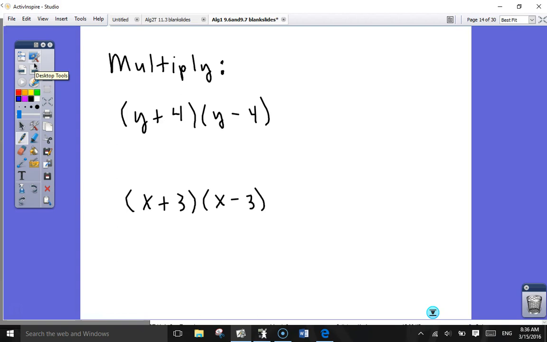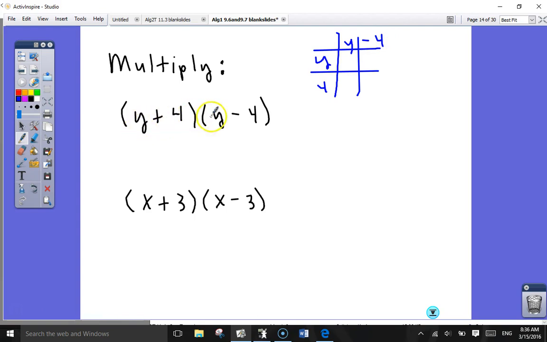Okay, so multiply. How do we multiply 2 binomials? Foil. You could foil, you could use the grid. In either case, I'm going to foil it, right? The grid, the algebra type? No, the other grid. You could make a grid like this, right? And then do y plus 4 and y minus 4. You could do it like that.